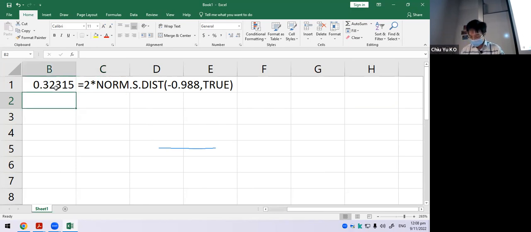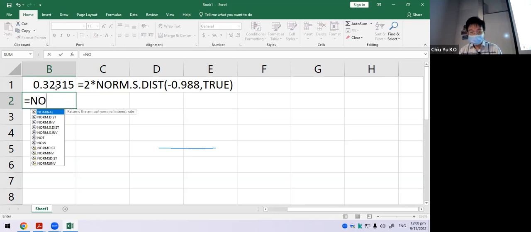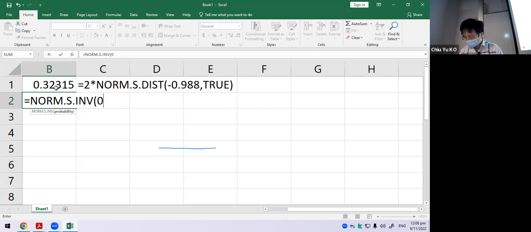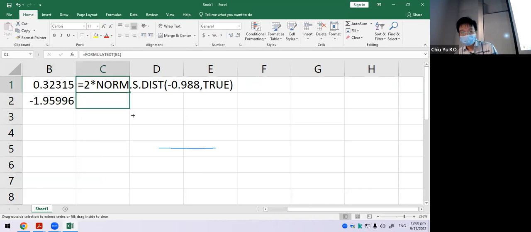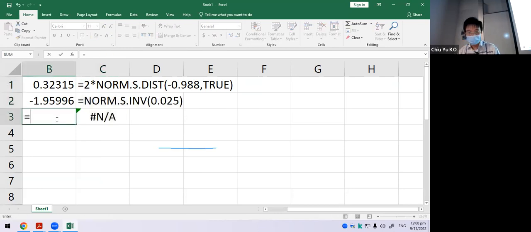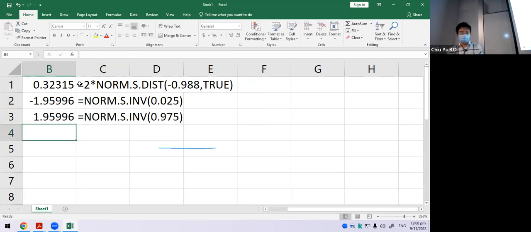And you also can look at the critical values, which is NORM.S.INV of 0.025, okay? And this is negative 1.96. And also look at the right-hand side one, which is 97.5, okay? But they're symmetric, so you can just use one of them, okay? So either use one way or the other for your assignment will be fine, right?